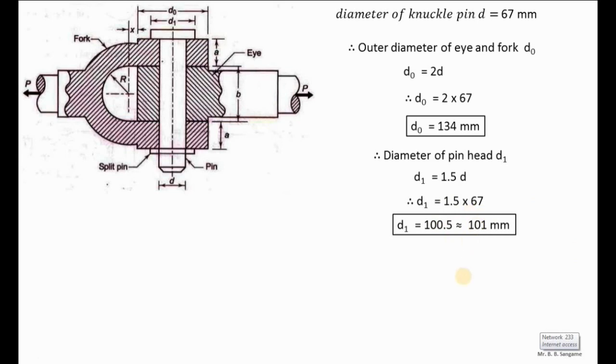Okay, next is, whatever dimensions we have calculated: the thickness of the eye, the thickness of the fork, the inside diameter of the eye, that is nothing but the diameter of the pin, and the outside diameter of the eye, D0. Let us check whether the calculated dimensions of the eye and fork are safe in tension, shear and crushing.